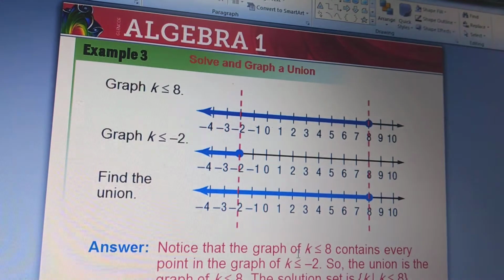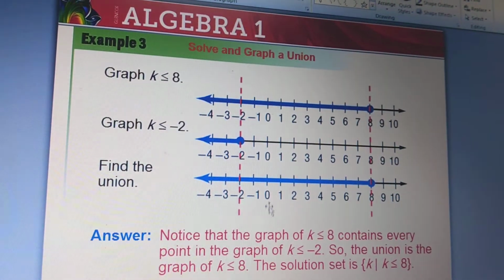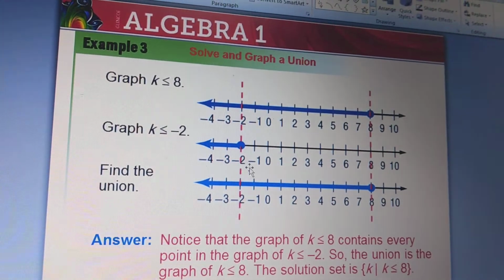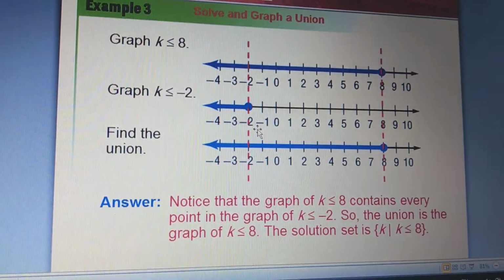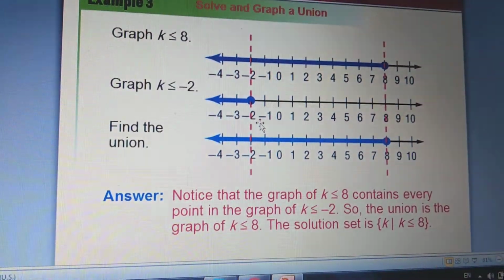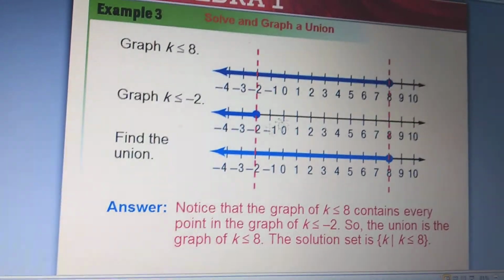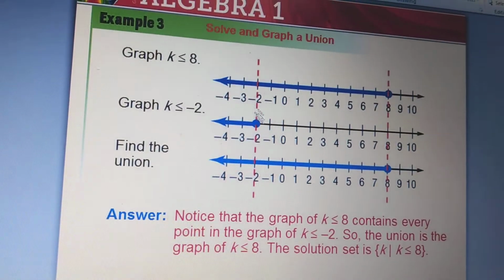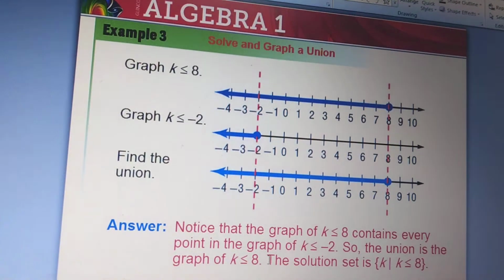Notice that the graph of k less or equal 8 contains every point in the graph of k less or equal negative 2. Always, boys, put this in your mind. When you have union, you must take the biggest group of solution, not the smallest one. Here the group of this solution is bigger than the group of this solution. Therefore I choose the first one.